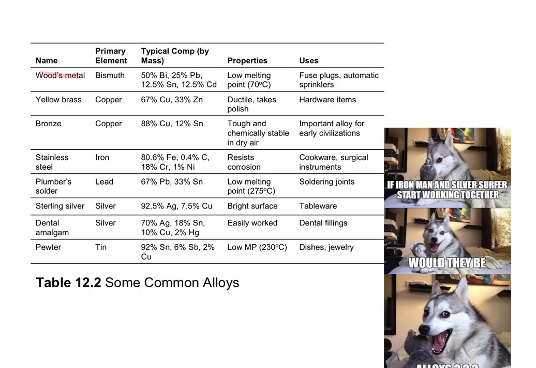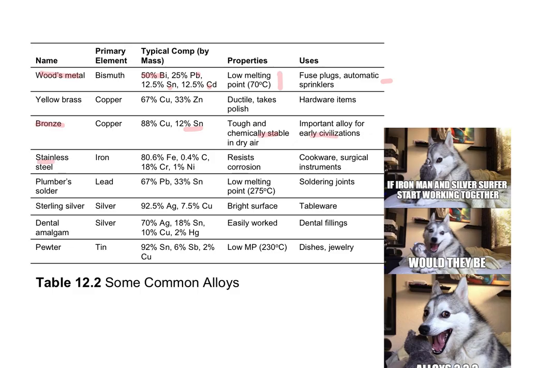So Wood's metal has bismuth as the main metal, but it has lead, tin, and cadmium. It has a low melting point. It's used in sprinklers and fuse plugs. I'm going to go to some that we might be more familiar with. Bronze is a copper alloy. It has tin inside of it, and it was more stable and used in early civilizations.